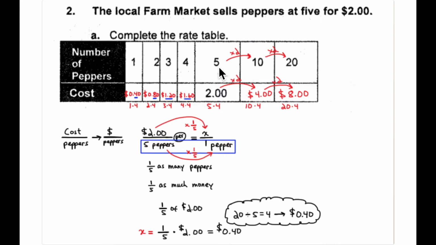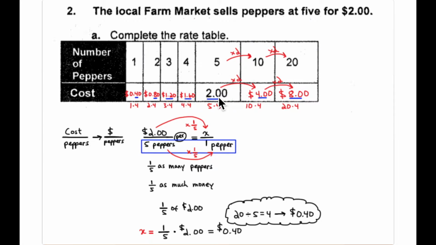Now, if I have 5 peppers and I double the number of peppers, then I'm going to double the cost from $2 to $4. If I have 10 peppers and double the number of peppers, I'm going to double the cost from $4 to $8.